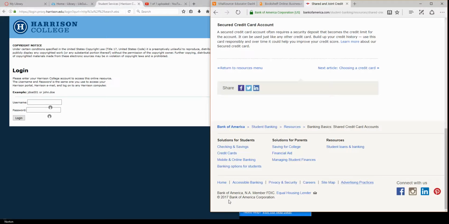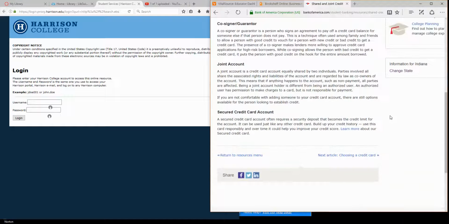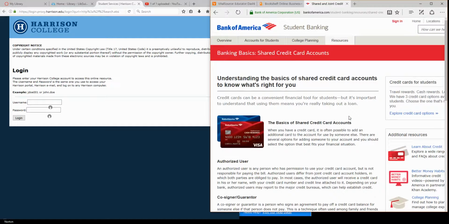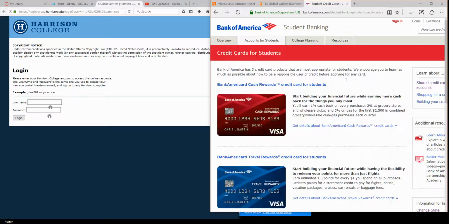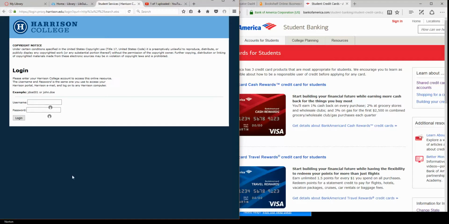So the owner of the page is Bank of America, and their copyright is 2017, so that's the date of this page, and they're Bank of America Corporation. All right, so college planning accounts for students, credit cards. Okay, but it has to be a reputable site like this. Bank of America is a reputable site. I would go to library first, then if you have to, go to reputable sites. Okay, so if you have any questions, let me know.